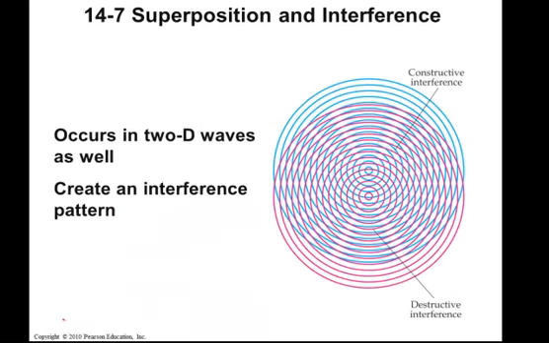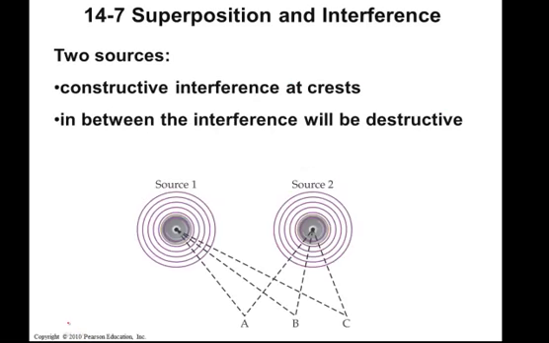This also occurs in two-dimensional waves. Here we can see we have one wave and another wave, then they get together. Here's our two sources. And we can have spaces where we have constructive and destructive interference. Constructive is where we have two crests meeting up together, and destructive is where they're going to have regions that cancel out. So you can create what's called an interference pattern. If we have two sources meet, obviously we're going to have constructive interference wherever two crests meet, and in between there's going to be destructive interference, where you have a crest meeting with a trough.